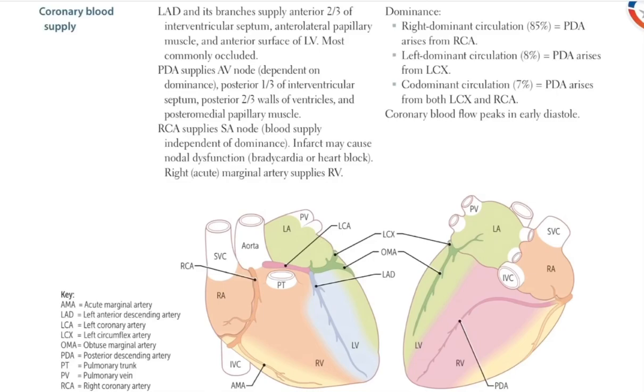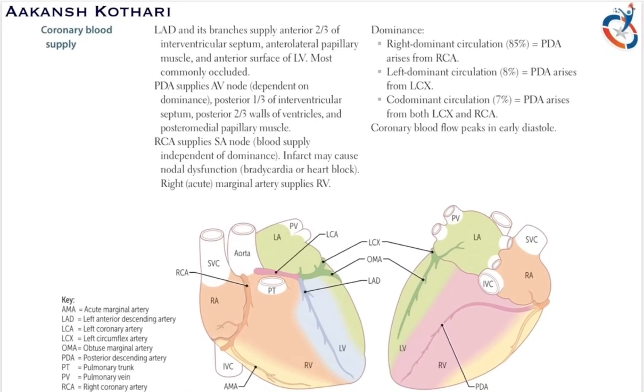Now, the left anterior descending artery supplies the 2/3 of the interventricular septum and the anterolateral papillary muscles, which are on the anterior surface of the left ventricle. I'll again repeat, the left anterior descending artery supplies the 2/3 part of the interventricular septum, the anterolateral papillary muscles of the heart, and the anterior surface of the left ventricle. It is the most common artery to get occluded.